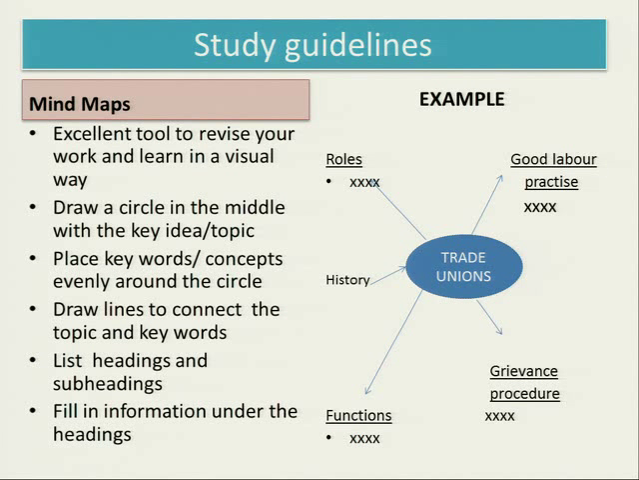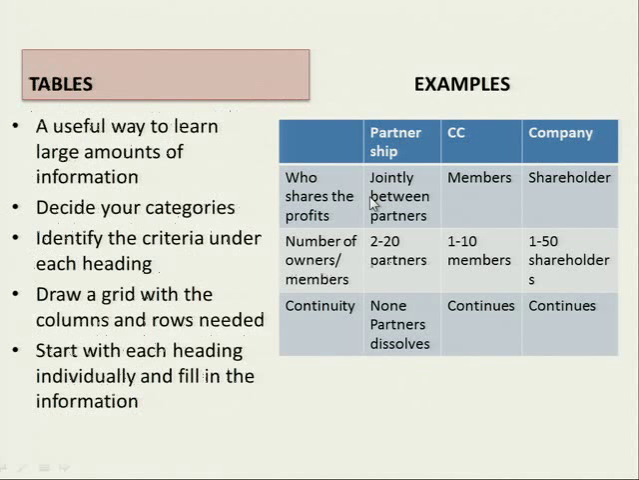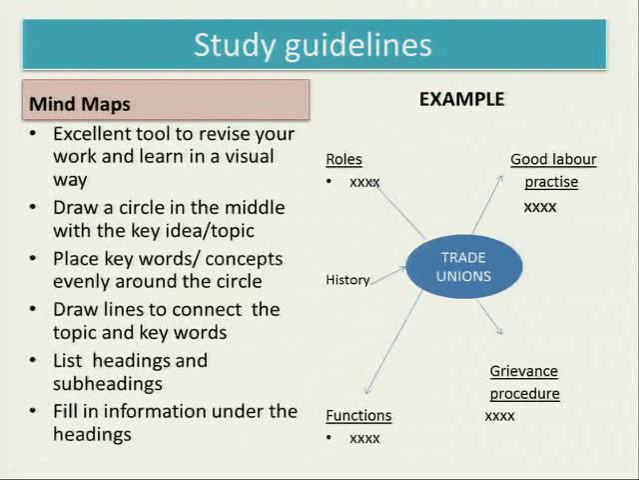List headings and subheadings. These concepts will become headings, and then the information with regard to the concepts will be filled in underneath each heading, making use of keywords. So there will be roles underneath the roles of trade unions. 5 or 6 keywords can be mentioned, and the learners must be able to make sentences of these keywords. The same with the functions. 5 or 6 functions should be known.